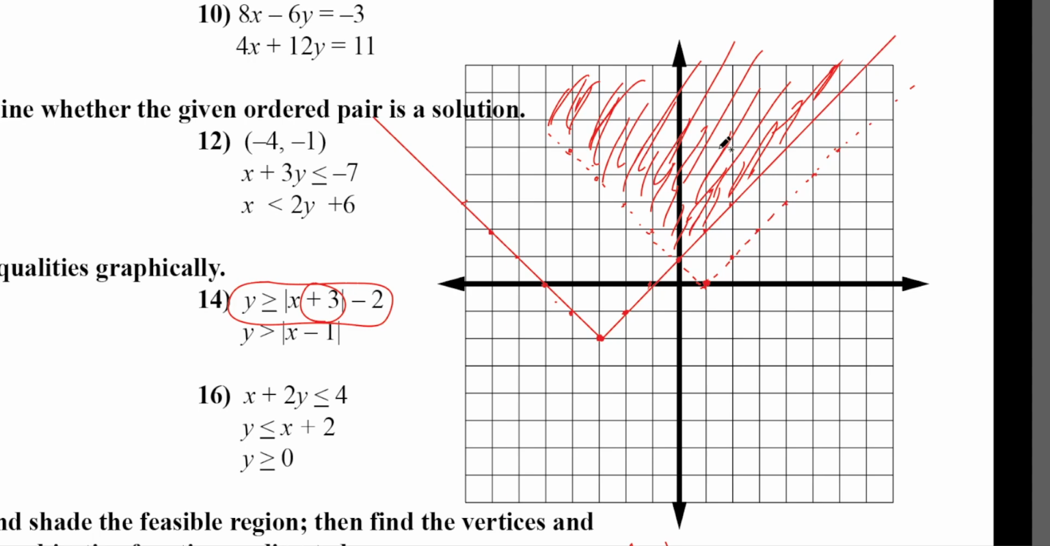Make sense? All right, because it's got to satisfy both of those. So it has to be true for both of them. So this stuff in here would be true for the first one, but not the second one. This stuff right here would be shaded if it was true for the second one, but that's not true for the first one. So only what satisfies both of those. We good?